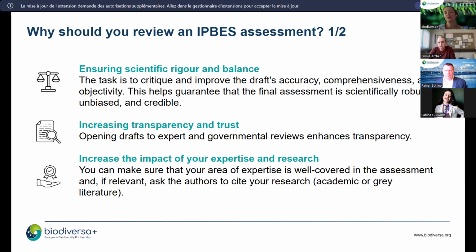This is also about increasing transparency and trust by opening the draft to expert and government reviews. This ensures transparency of the assessments. It increases the impact of your expertise and research. As a reviewer, you can make sure that your area of expertise is well covered in the assessment, and if relevant, ask the authors to cite your research, academic or grey literature.